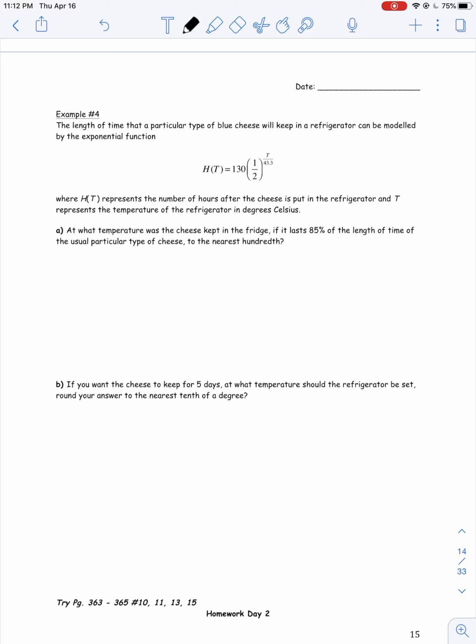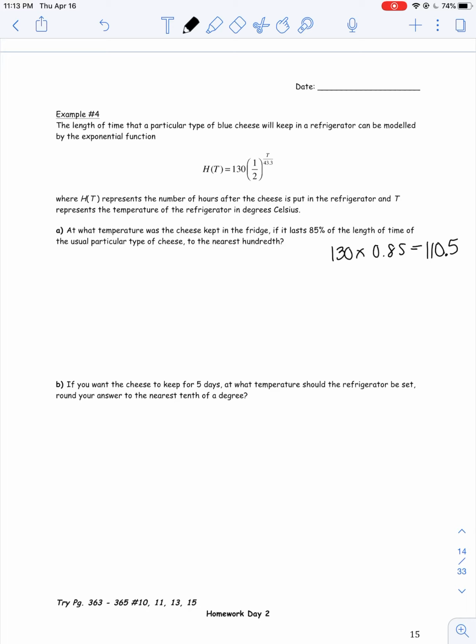Example number 4, again, they're giving us the equation. We just have to figure out at what temperature was the cheese kept in the fridge if it lasts 85% of the time of a usual particular type of cheese, to the nearest 100th. So we want to figure out the temperature that it's being kept at. So first we're going to take 130 and multiply it by 0.85, and that gives us 110.5.